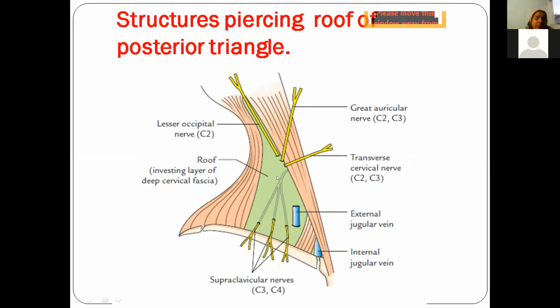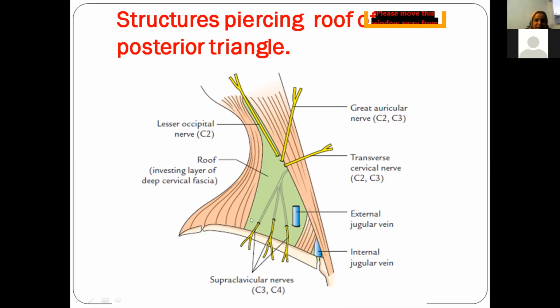In the roof, we find three nerves. What are those? Lesser occipital, great auricular and transverse cervical. The root value is also given. From the root value, we can make out that they come as branches of the cervical plexus. Apart from that, you find the supraclavicular nerve, with root value C3, C4, and the external jugular vein. So these are the contents of the roof of the posterior triangle.